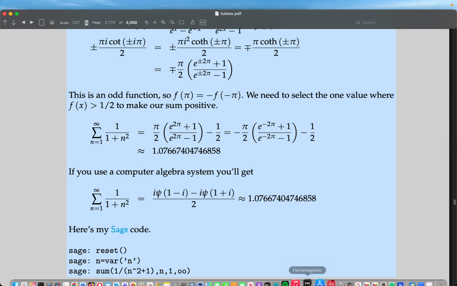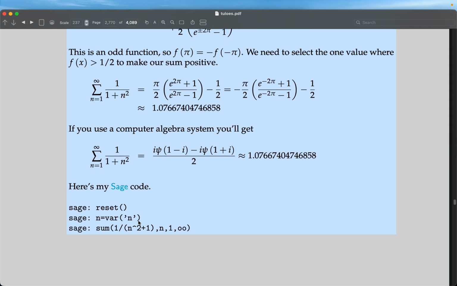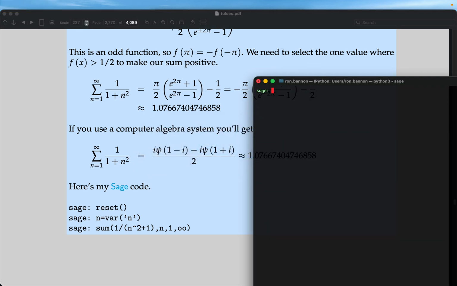All right? So what I want to do is go to Sage and just type it in. Type in the question. I'm not going to tell it it's related to that, but I'll type it in. So let's go to my terminal. I'm going to clear the screen, and I'm going to reset. Oops. I'm going to define n as a variable.